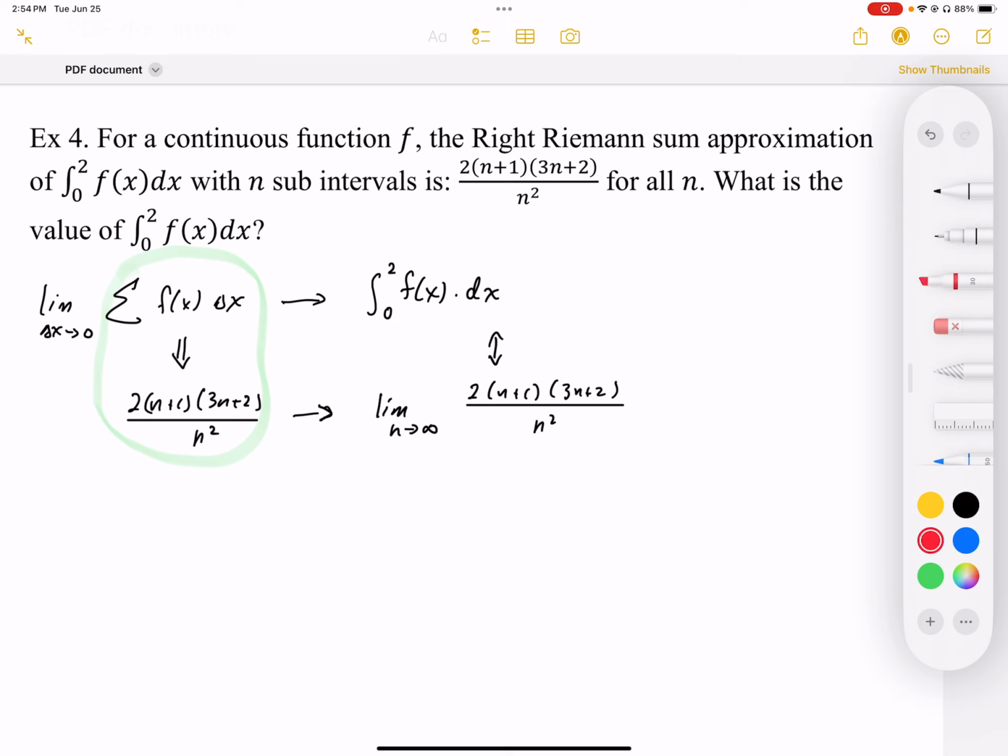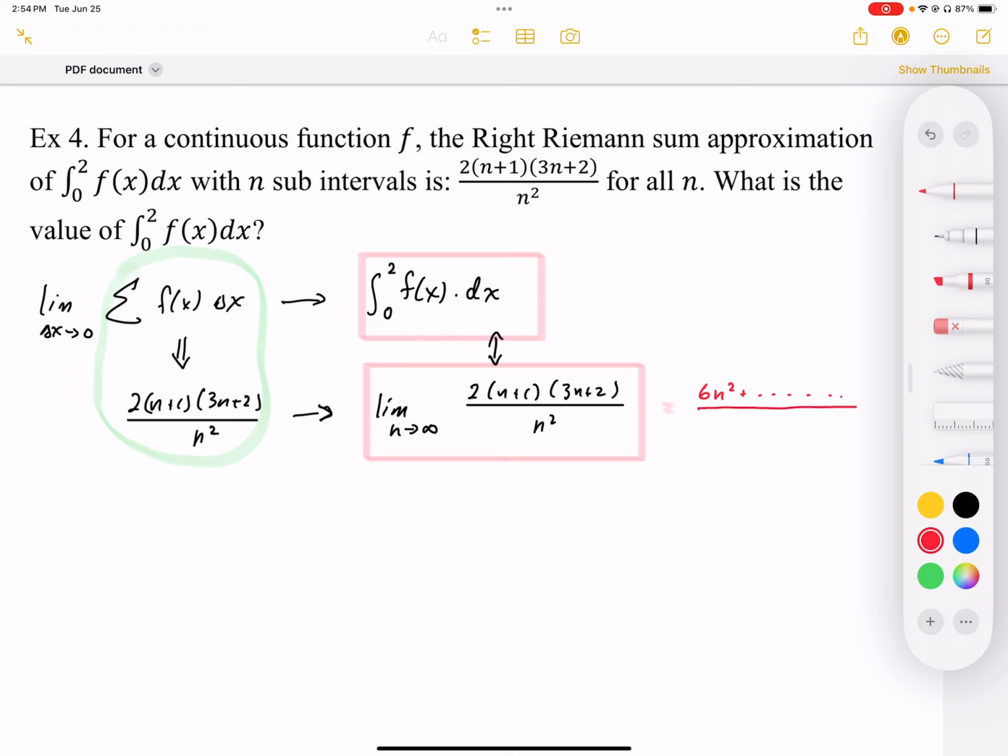So if I want to solve for, in this case here, the question is asking me to solve for that, I just need to apply the limit to this expression. So as I apply the limit to this expression, I'm going to end up with 6n squared plus dot, dot, dot. All the other terms are going to be lower powers of n. And then over n squared, well, those are going to cancel out.